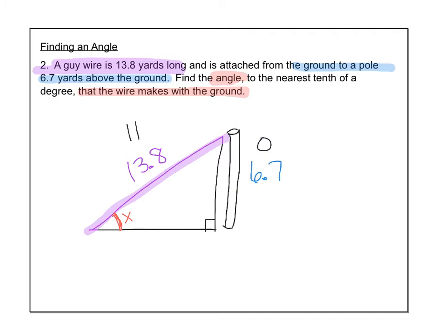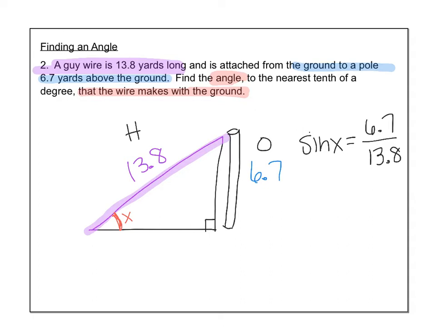This is opposite. This is hypotenuse. So we're going to use sine. This time we're trying to find the angle. So it's sine of X is equal to opposite over hypotenuse. Make sure you put these in the right order, because if you don't, you're going to get an error on your calculator. And then we need to solve for the angle.